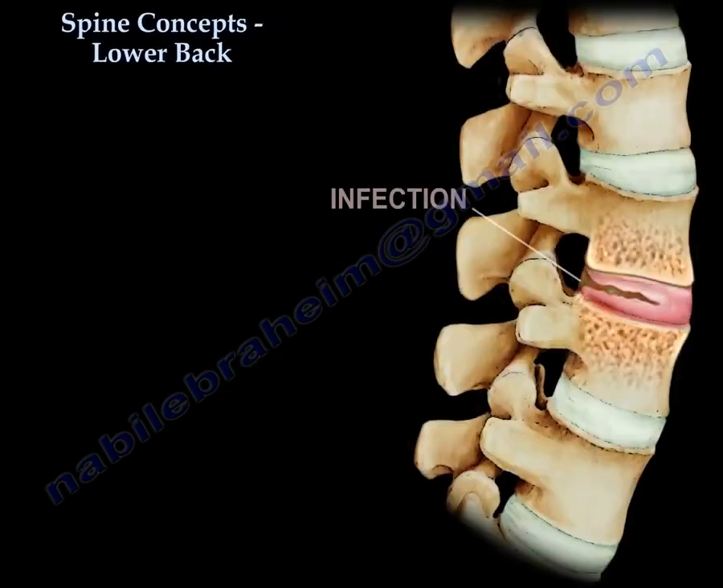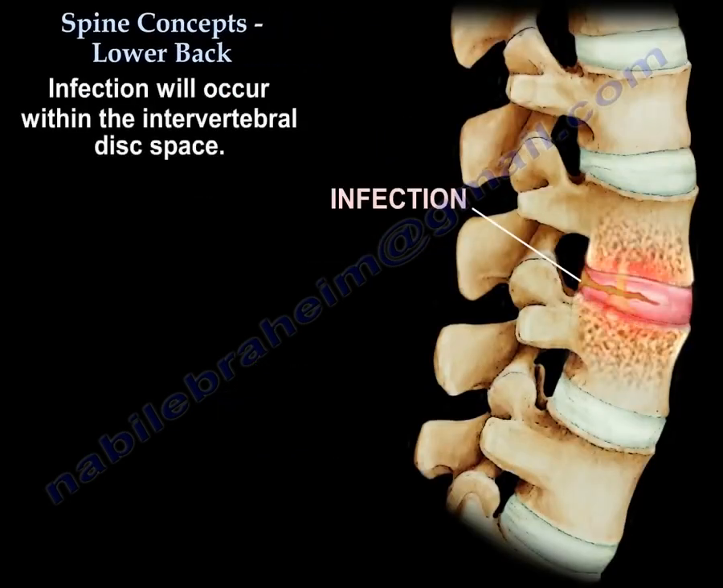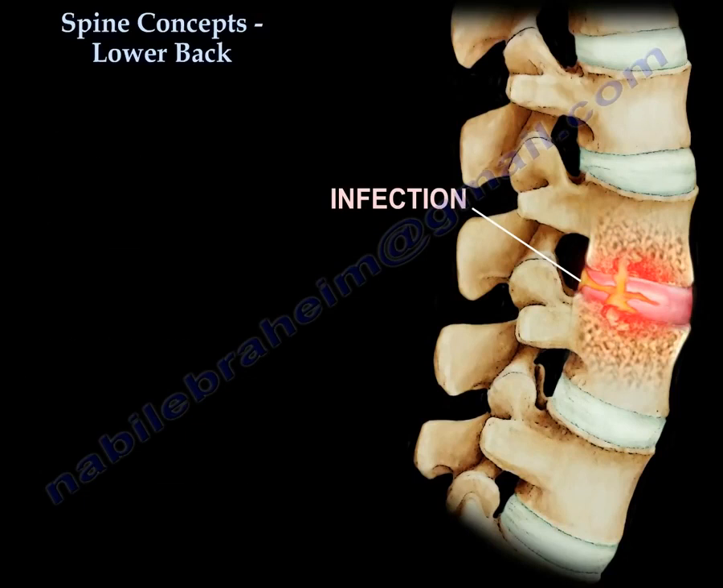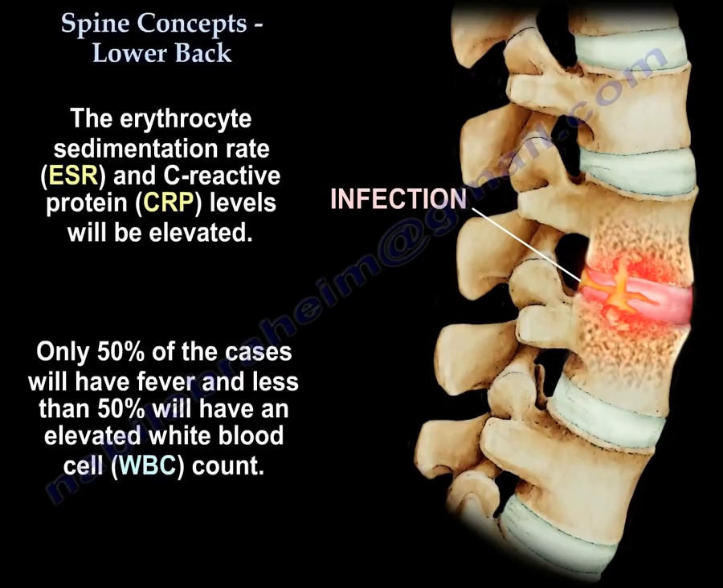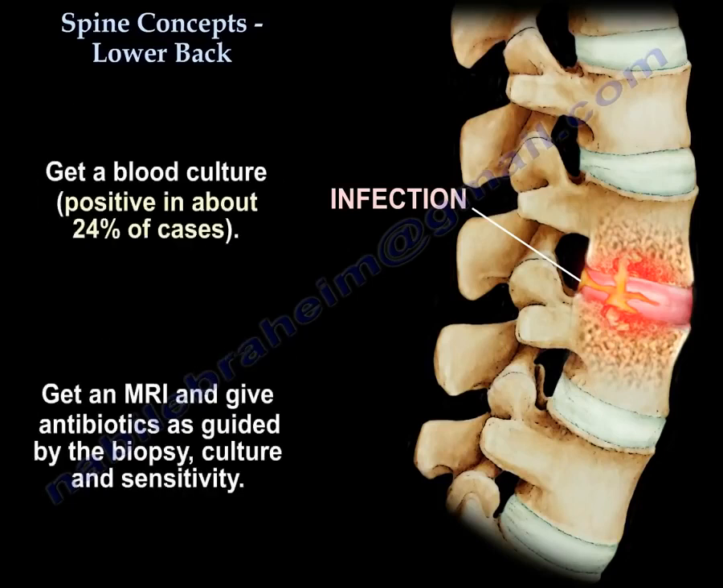How about if the patient has infection? Infection will occur in the disc space. The sedimentation rate and CRP will be elevated. Only 50% of the patients will have fever, and less than 50% will have elevated WBCs. So you will get a blood culture, which is positive in about 24%. You will get an MRI, and you will give antibiotic as guided by the biopsy and culture and sensitivity.